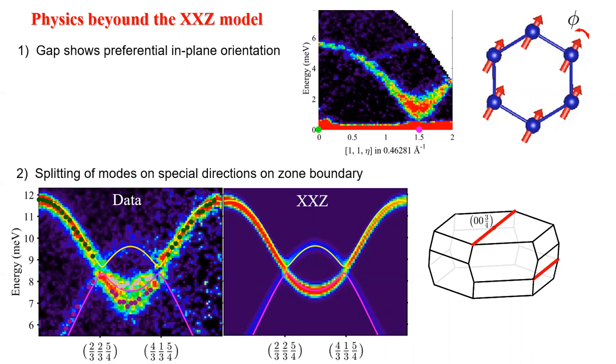For example, here between two nominal K points, if you like, the XXZ model predicts that the two lower modes are exactly degenerate, whereas experiment shows a clear separation. So this splitting cannot be explained. The fact that these are degenerate is really a symmetry of the XXZ model, which is not really in the real model. So we have to think of what are the terms or what are the effects we can include to explain these two aspects.